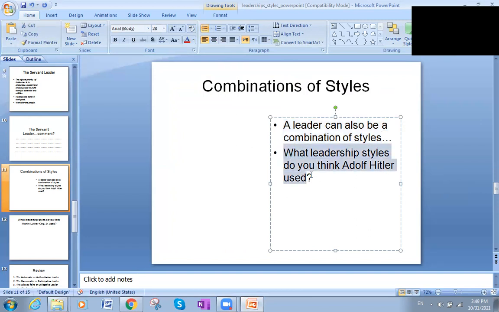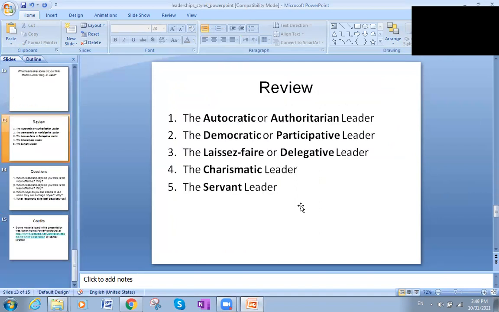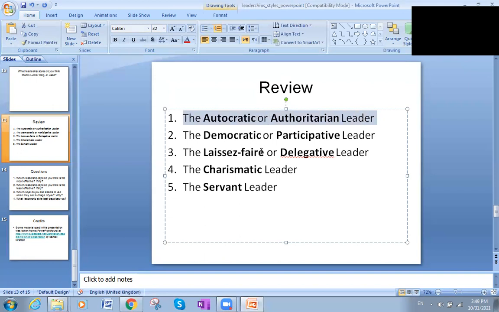What leadership style do you think Adolf Hitler, as an example, was? Was he democratic or autocratic or whatever? We talked before about the autocratic and the authoritarian leader. We talked about the democratic and participative leader, the laissez-faire or delegative leader, the charismatic leader, and the servant leader. Those are the types of leaders in brief.